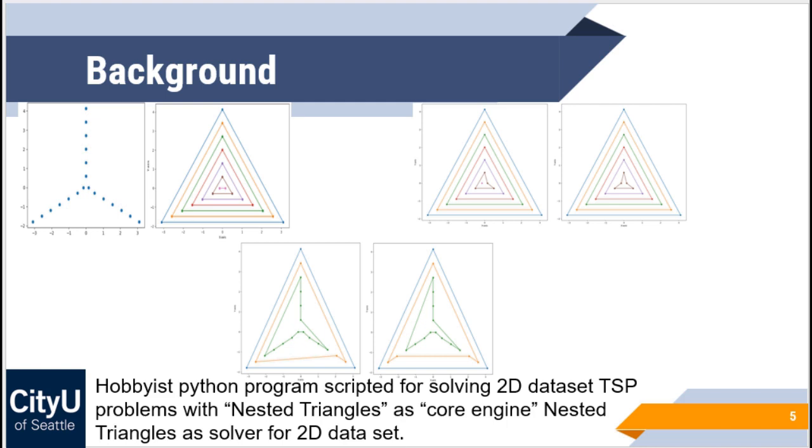Background: a hobbyist Python program scripted for solving 2D dataset TSP traveling salesperson problems with nested triangles as its core engine was constructed. The algorithm at this time used shortest resulting delta distance after merge criteria as selection criteria for down select to arrive at merge decision.